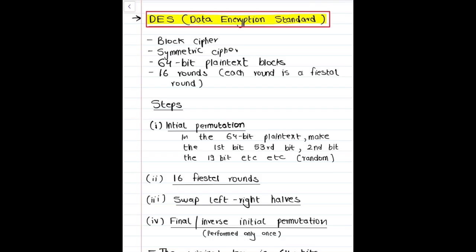Let's look at some of the key points of DES. DES is a block cipher which processes fixed size blocks simultaneously as opposed to a stream cipher which encrypts data one bit at a time. It is a symmetric cipher, which means that the same key is used for encryption as well as decryption. The plain text is divided into blocks of 64 bits each. There are 16 Feistel rounds, as we saw earlier.